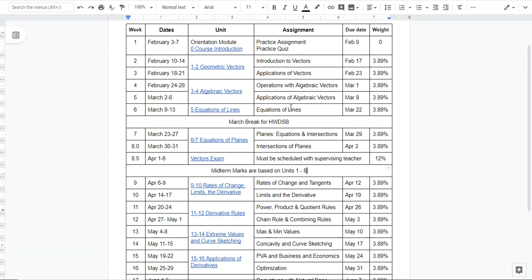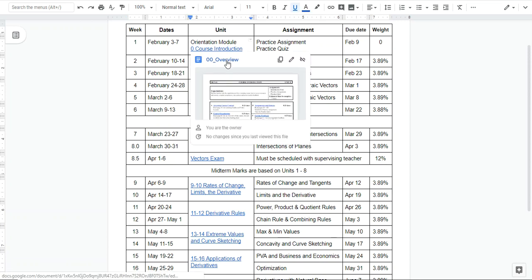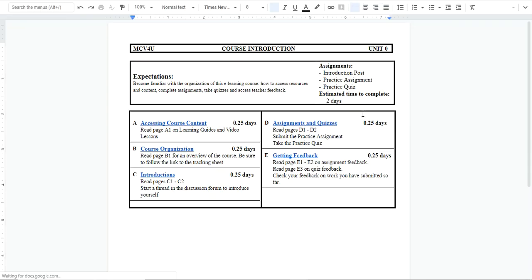The other great thing about this document is it also has links to all of the learning guides that you're going to be using in the Google Doc format. So if I click on Zero Course Introduction, it takes you to the overview for this topic that we're working on right now, or this unit. You can see the expectations here, the list of assignments, and the individual instructions for each one of the sections of this unit that you can follow along on.